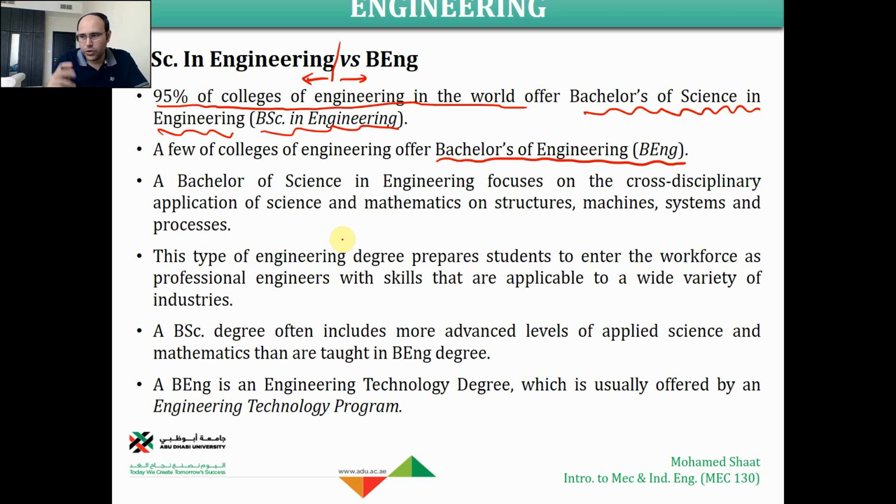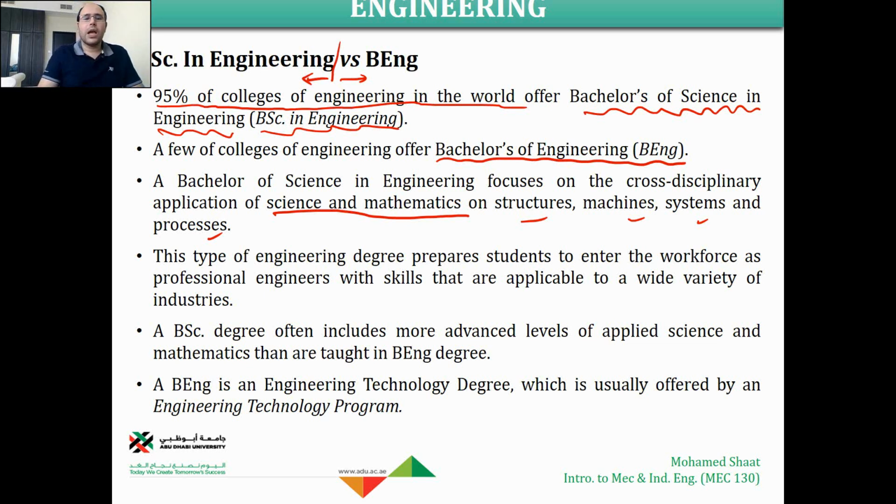So what is the difference between these two degrees? Because you should understand the difference here. Here in Abu Dhabi University, we are offering Bachelor of Science in Engineering, not just Bachelor of Engineering, whatever it is, Bachelor of Science in Mechanical Engineering or Bachelor of Science in Industrial Engineering. So a Bachelor of Science in Engineering focuses more on the cross-disciplinary application of science and mathematics and materials, for sure, on structures, machines, systems, and processes. It is more general. You could say that the Bachelor of Science is more general than the Bachelor of Engineering. So what does it mean?